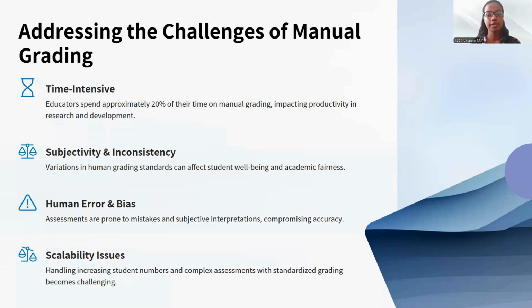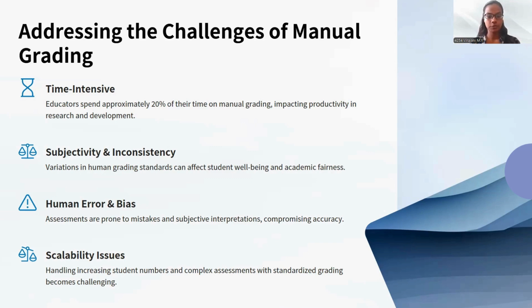There is also a major concern about subjectivity and inconsistency. Different graders might interpret answers in different ways, which can lead to unfair scoring and negatively affect students' mental well-being. Also, let's not forget the issue of human error and bias. Even with the best intentions, mistakes and personal judgment can influence grades, affecting accuracy and fairness.